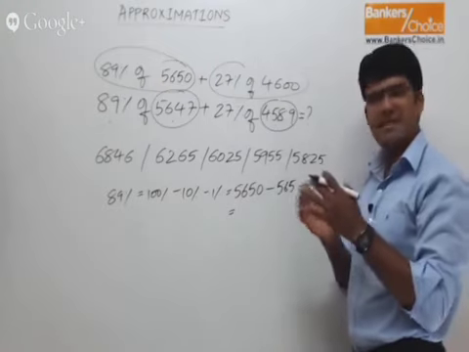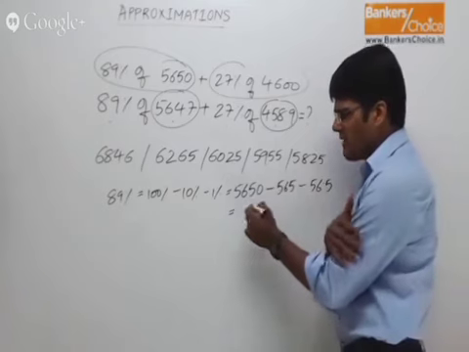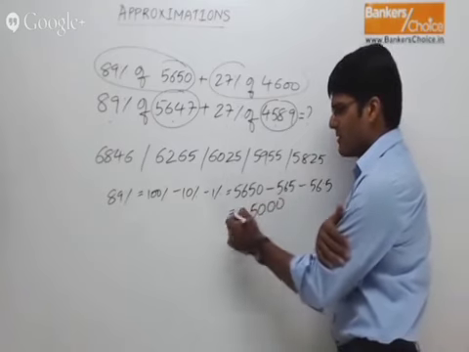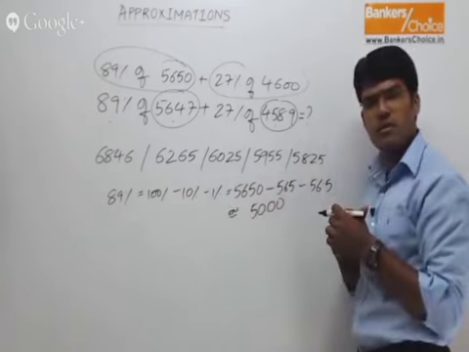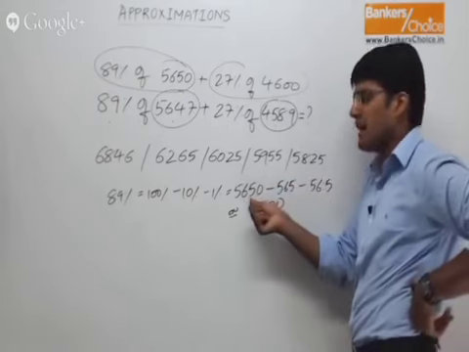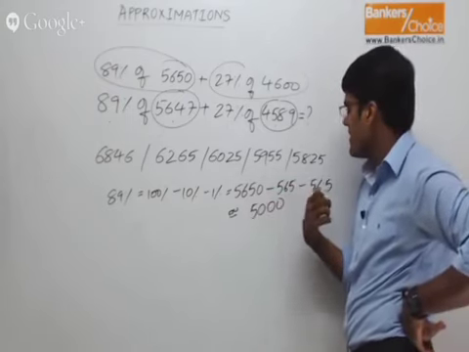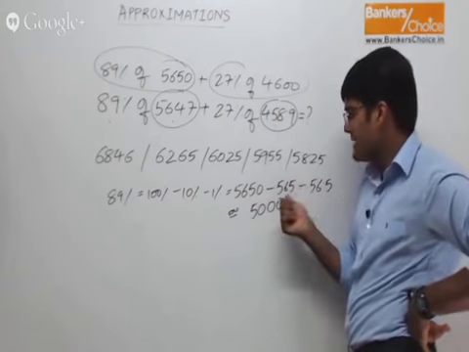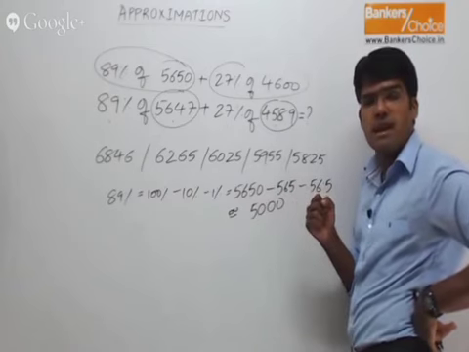Around 620, 620. So I can say this is going to be around 5,000. Yes or no? Close to 5,000. Are you able to follow? Slightly more than 5,000 in fact. 5,650 minus 565 minus 56.5. 565 and 56.5. How much is that?